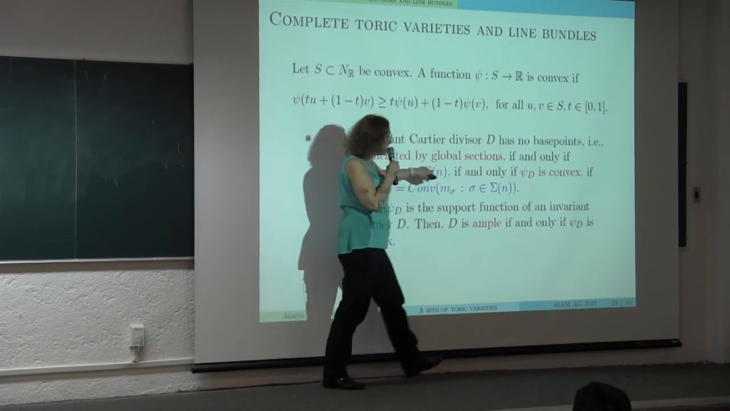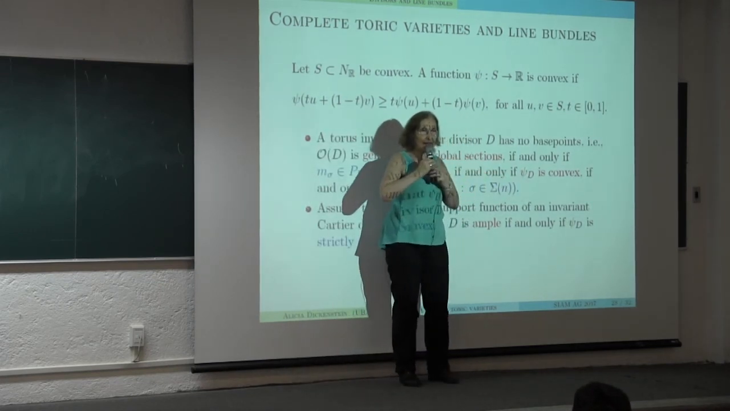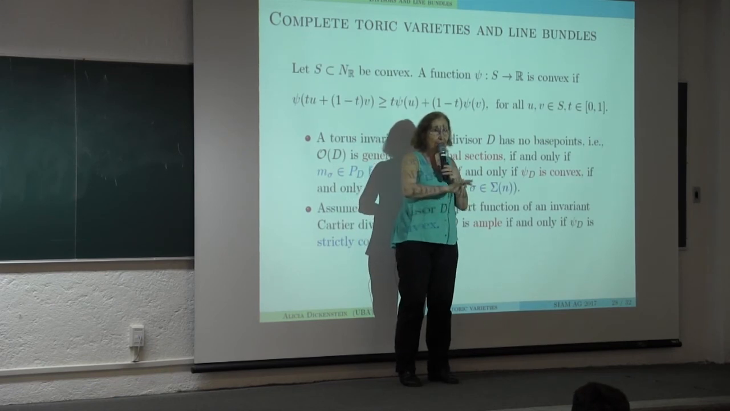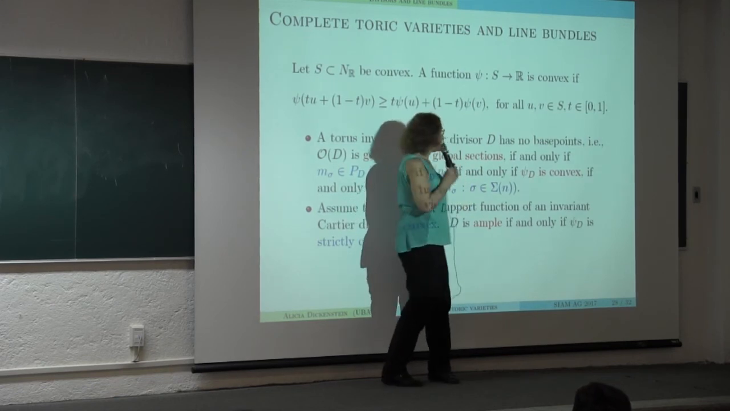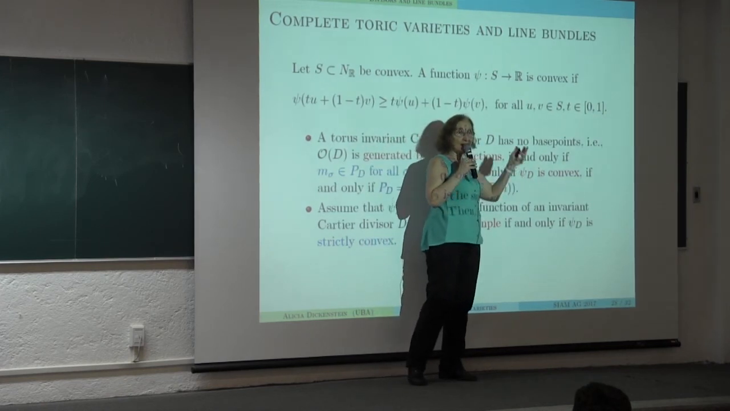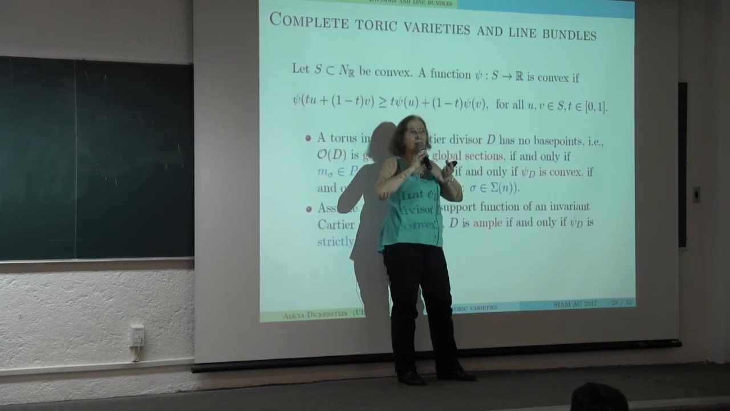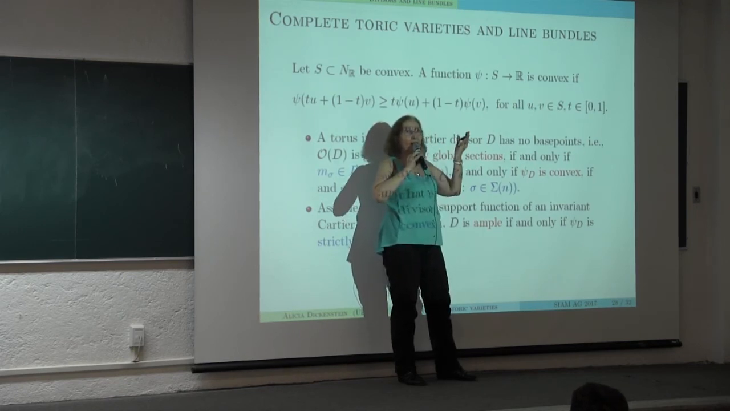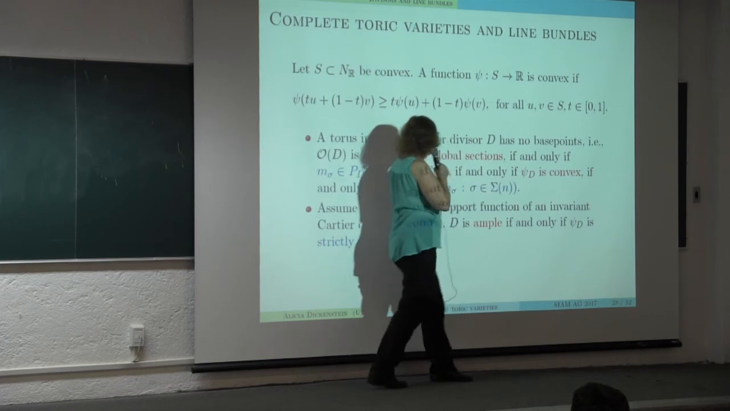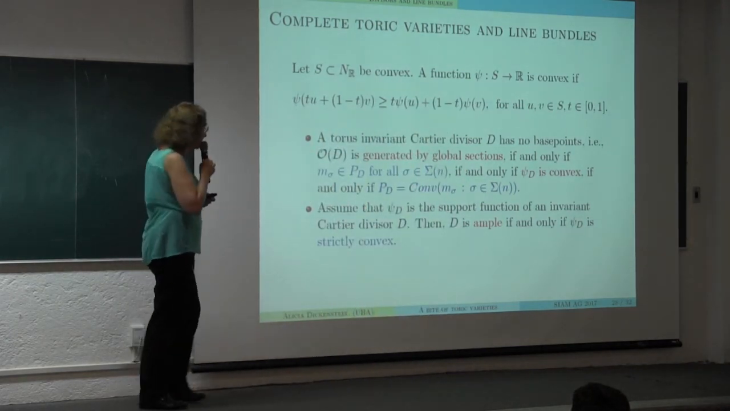What was nice is that this holds if and only if this piecewise linear function is convex. So I have my polytope, and I have this function, which is a linear function for each of the cones. I look at the graph of this function, and if I get a convex function, then the Cartier divisor is going to be generated by global sections.